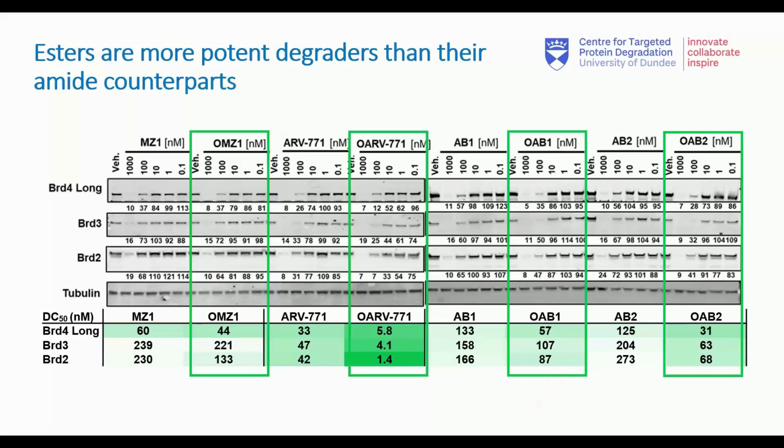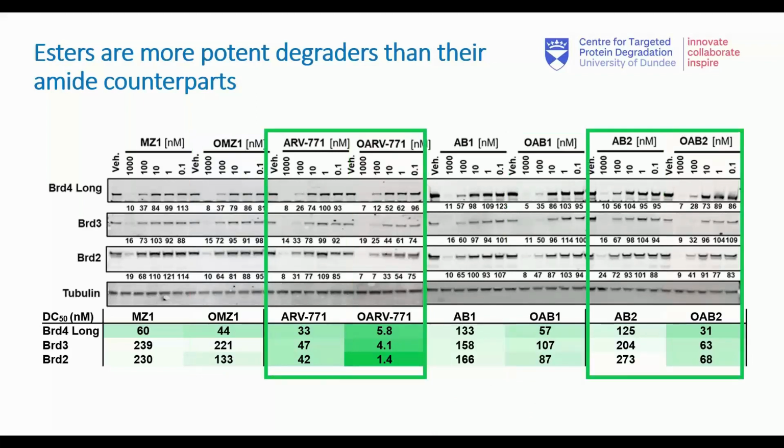And as I said, the best compounds in each of the series, the most striking compounds were the OARV, the ester version of ARV-771, which has shown a huge increase in potency to now nearly picomolar DC50s and low nanomolar DC50s, and also AB2 and OAB2, which are compounds which share the same linker as ARV-771, but just have one less methyl group in the VHL ligand.